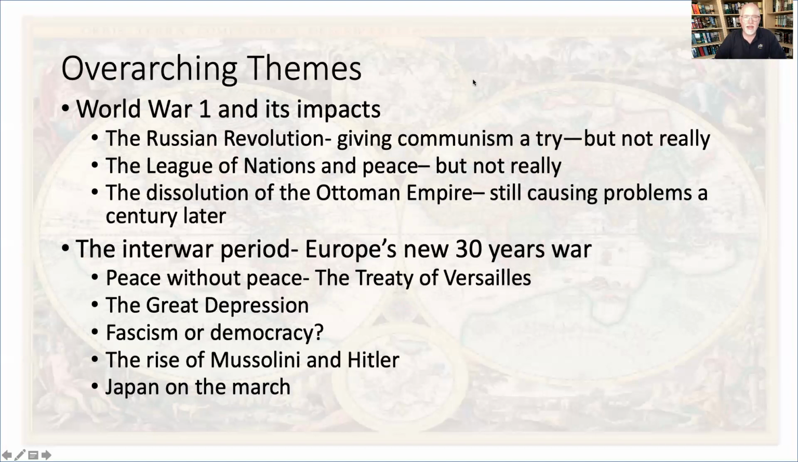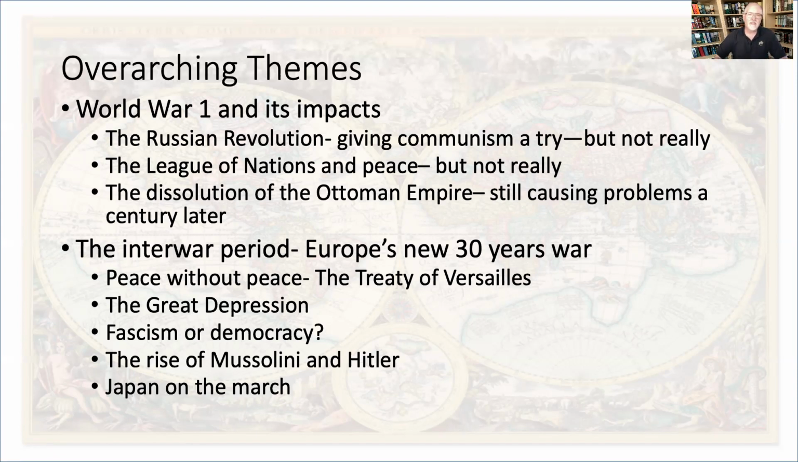And of course, you had, I think, the most critical event for us in the 21st century, the dissolution of the Ottoman Empire, right? The Treaty of Sykes-Picot broke up the Ottoman Empire. The French and British, fighting over the carcass of what was left in the Middle East, created the overly artificial countries of Iraq, Syria, Palestine, Transjordan, and some of the Persian Gulf states, which are still causing us problems a century later. Thank you, Britain and France.